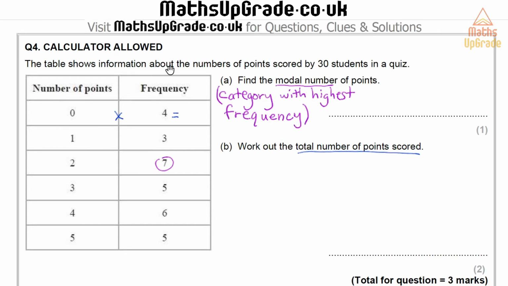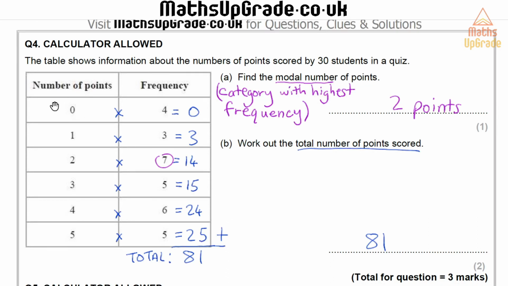So in essence, what I'm doing is I'm multiplying each number in this column by the corresponding number in this column. That gives the total of each group. Then to find the total frequency, just add up these numbers here, which gives you 81. So the total number of points scored is 81. That's 3 marks for that question.